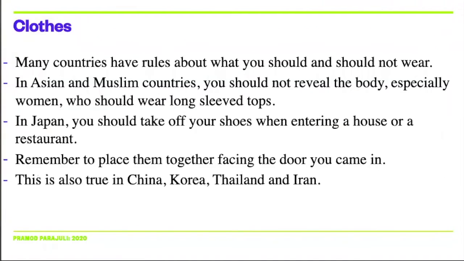Now let's talk about clothes. What kind of clothes? Many countries have rules about what you should and shouldn't wear. In Asian and Muslim countries, you should not reveal the body. Reveal the body means you do not expose it. Women especially should wear long sleeves, meaning sleeves that cover your arms. Women are not supposed to expose their body parts.